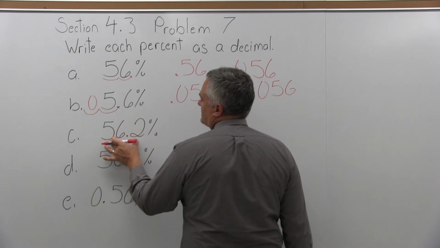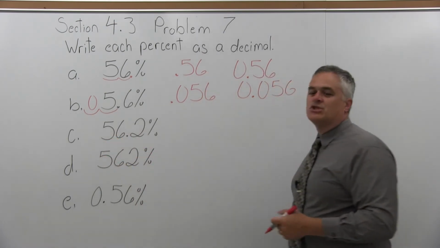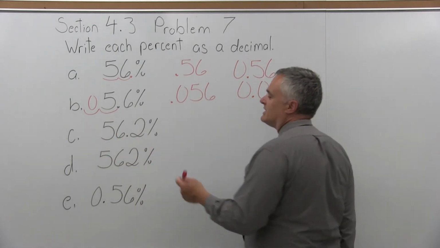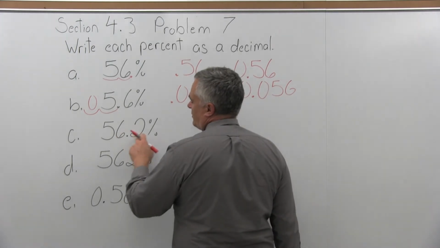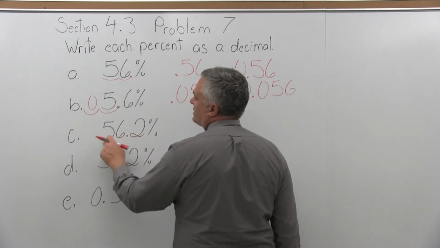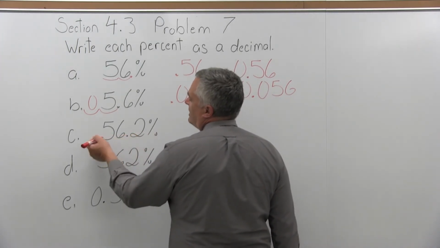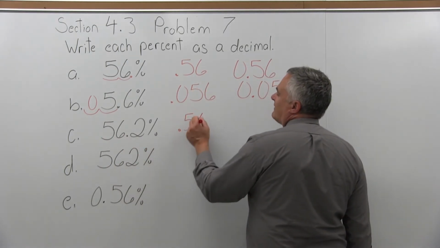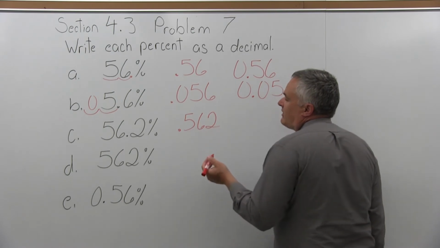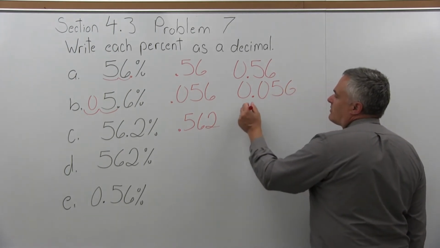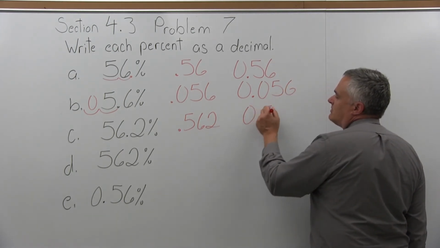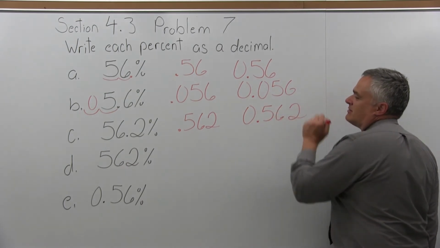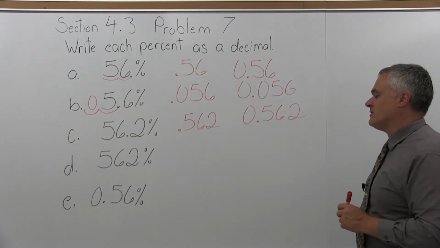The next one, 56.2%. It's very similar. Because this has 3 digits in it, it doesn't change anything. Take the decimal where it is, and it is written. And to convert it from a percent to a decimal, you move the decimal point 2 positions to the left. So it'll come in front of the 5, or to the left of the 5, giving you .562. And as with the others, if you like, you can start it with a 0, 0.562. It's the same thing. It's really just a matter of preference.